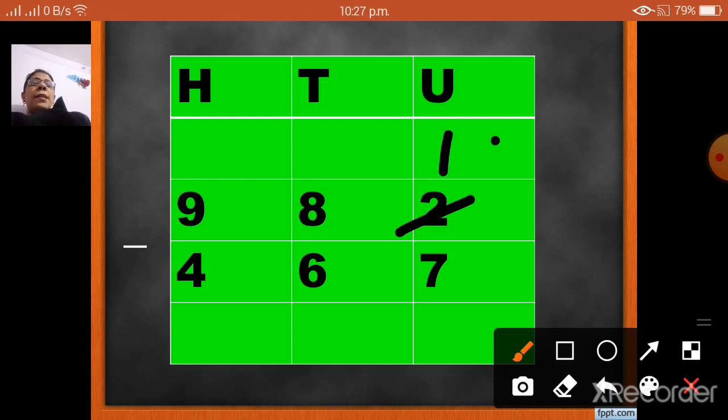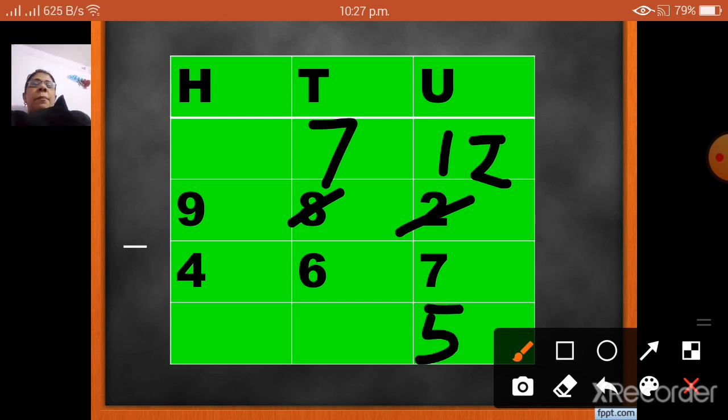So what we will do, we will make this 2 as 12, and this 8 will become 7 because I borrowed 1 from 8 to make this 2 as 12. So 12 minus 7: after 7, 8, 9, 10, 11, 12, that is 5. Now 7 minus 6 is 1. 9 minus 4: after 4, 5, 6, 7, 8, 9, that is 5. So when I subtract 982 minus 467, I get my answer 515.